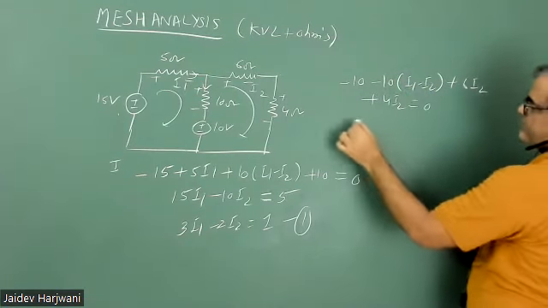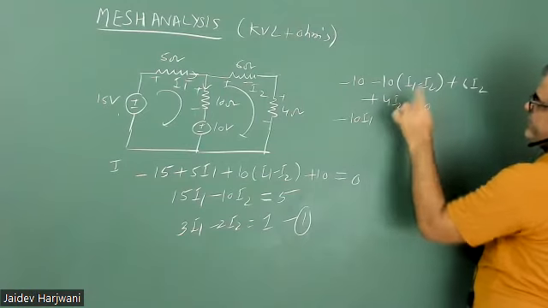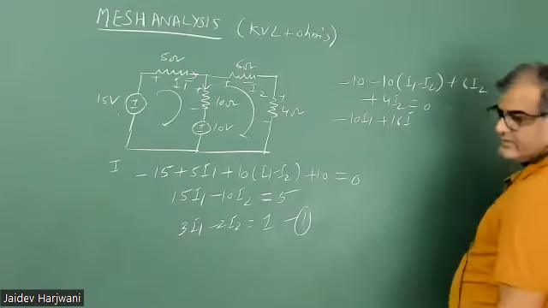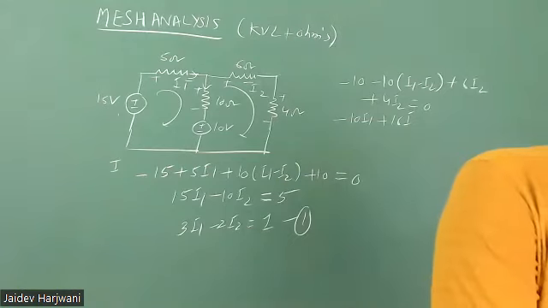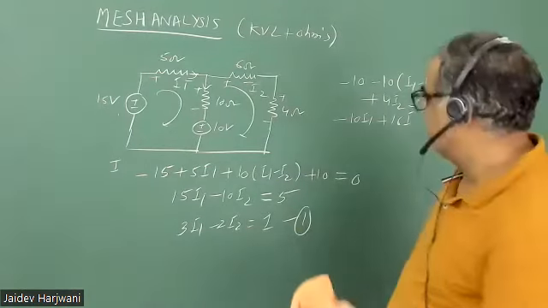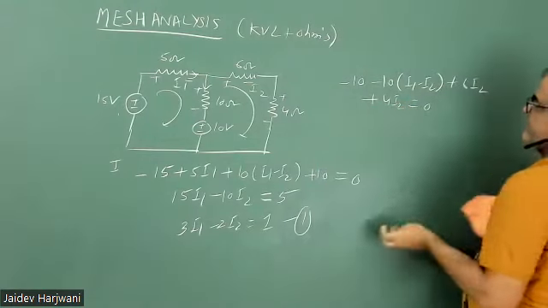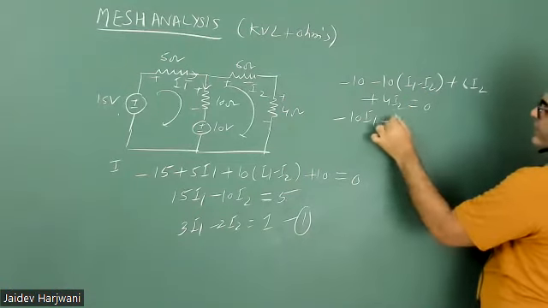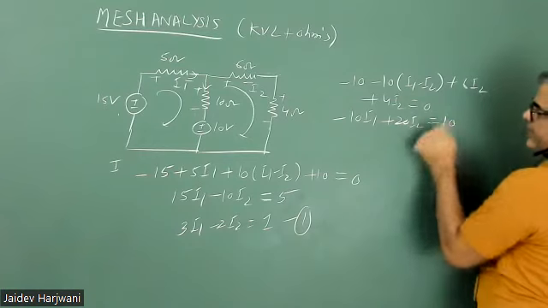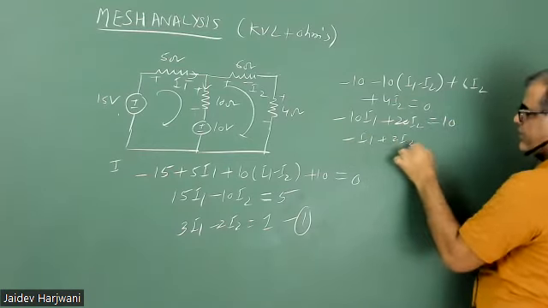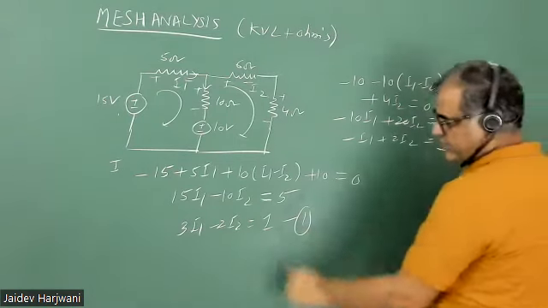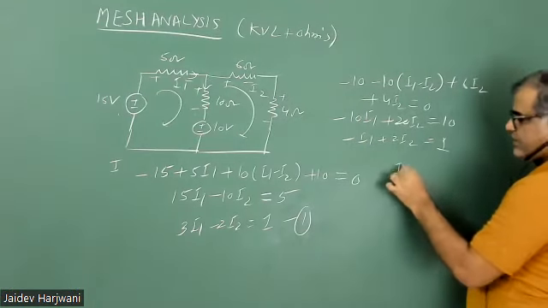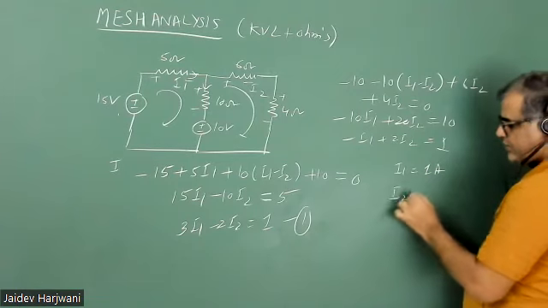How much is coming? 10 I1 plus 10 I2 plus 16 I2 minus 2 I1 minus 1. I2 minus 2 I1 minus 1. Both will give 1. See what I'm getting here: minus 10 I1, plus 10 I2, 16 I2, plus 20 I2, that is equal to 10. So I get minus I1 plus 2 I2 equals 1. Now you have to solve this equation. If the equation is correct, it gives I1 equals 1 ampere, I2 equals 1 ampere.